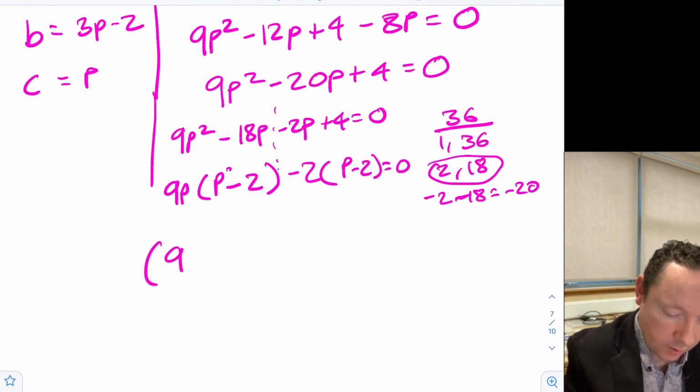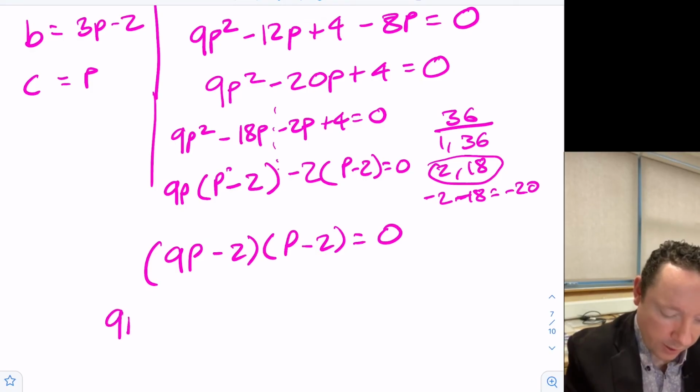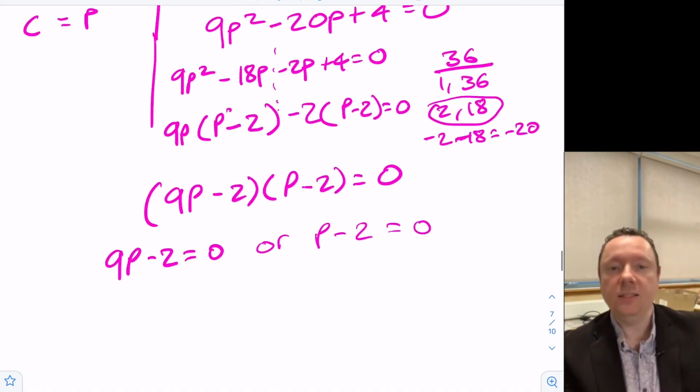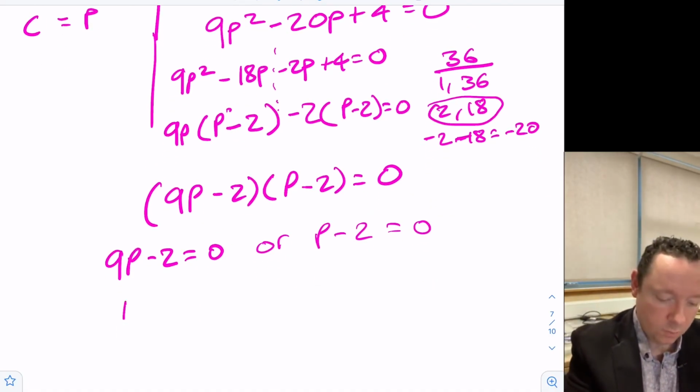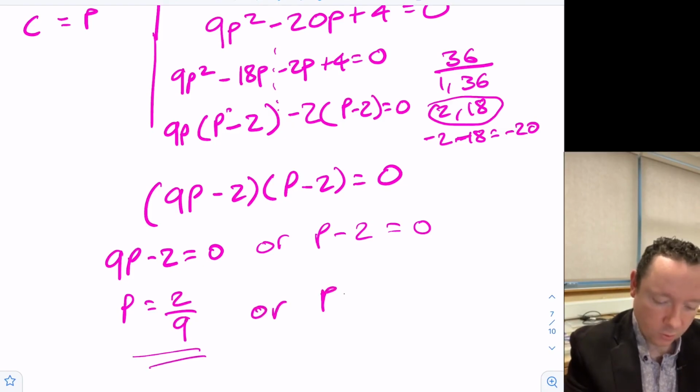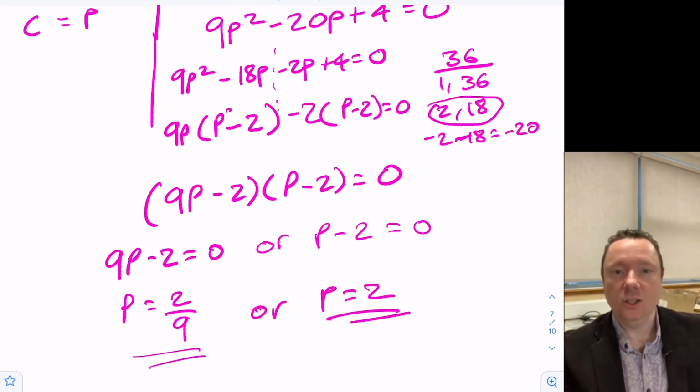It's what's outside the brackets, 9p minus 2, and the inside p minus 2 equals 0. So 9p minus 2 equals 0, or p minus 2 equals 0. Solving the left-hand side one, 9p equals 2, so p is 2/9. That's our first solution, or p equals 2. And that's our second solution, and we're done there.